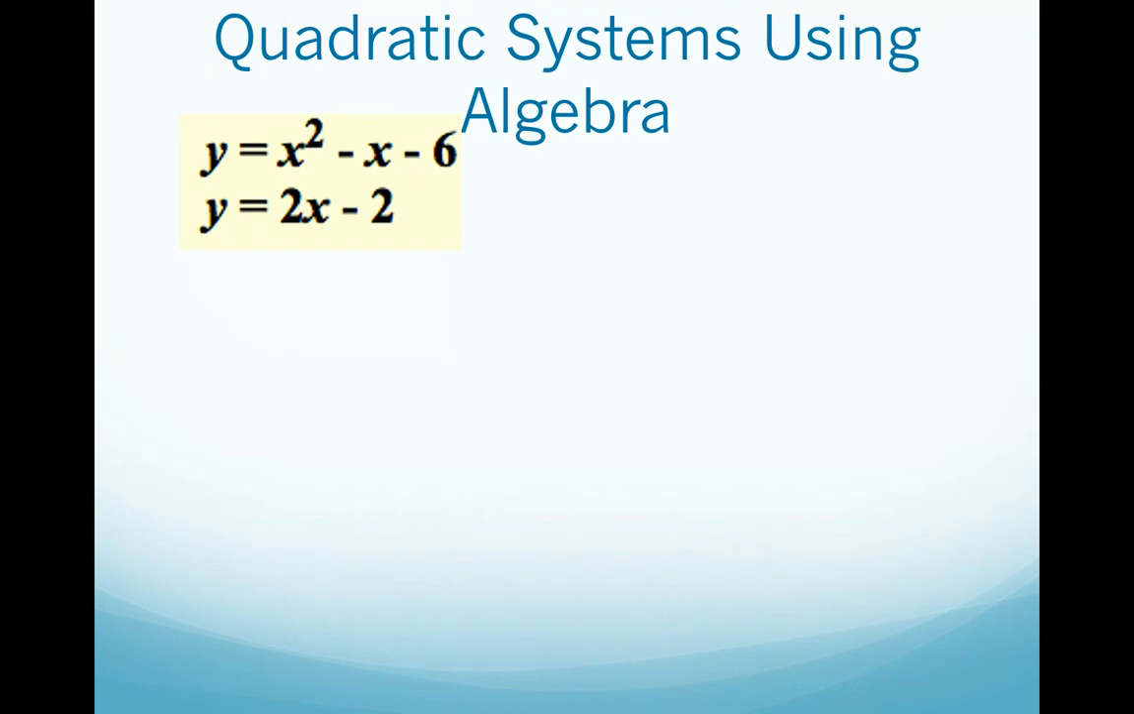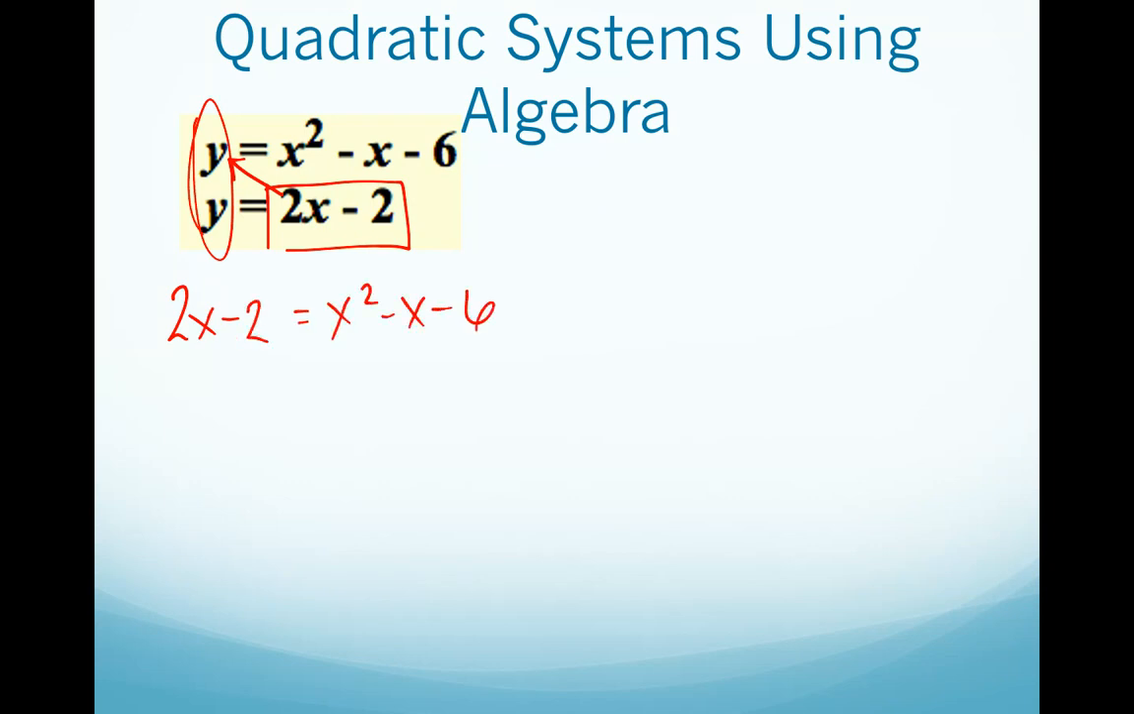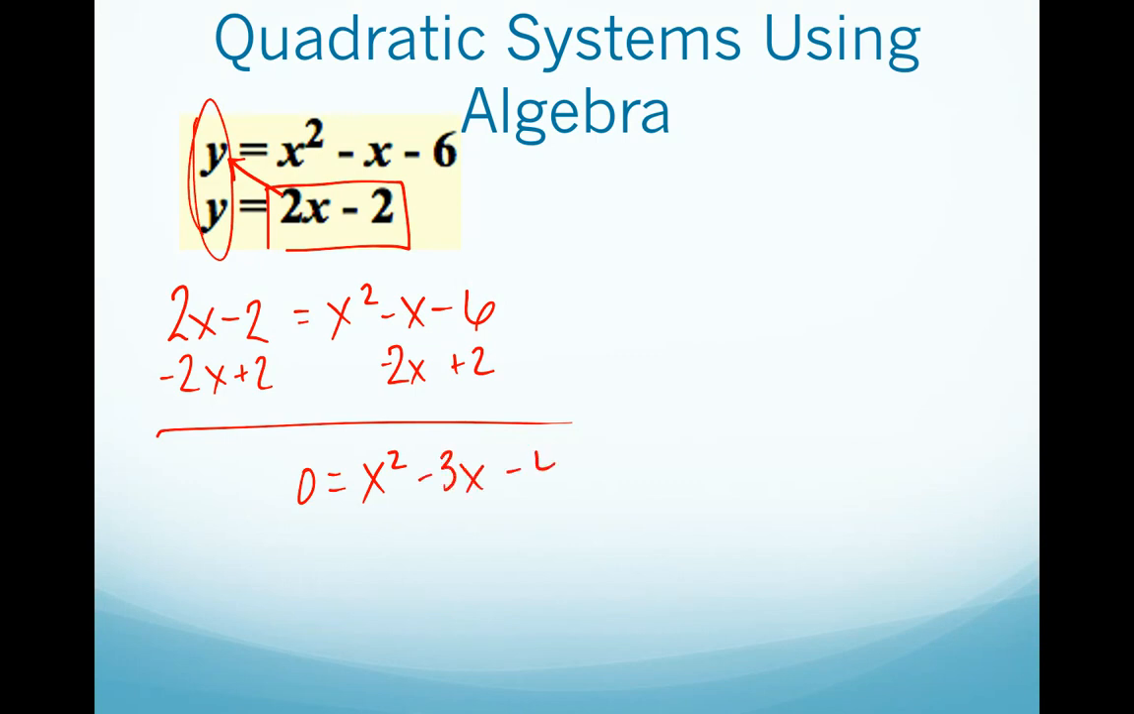You can also solve quadratic systems using algebra. And so the way that you would do this is that these are both equal to y. So we can essentially use substitution and substitute this into the y over here and make this 2x minus 2 equals x squared minus x minus 6. Now we want to set this equal to 0 so we can see if we can factor. So I'm going to move over the 2x and the 2. I now have 0 equals x squared minus 3x minus 4.